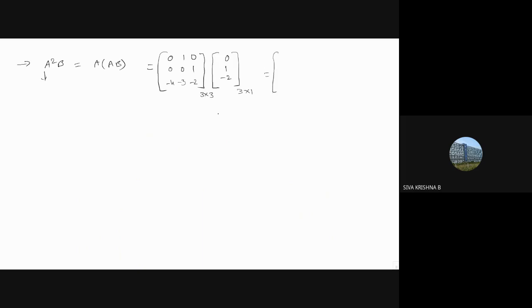So what will the resultant be? The resultant will become 3 by 1 only. The inner terms will get cancelled, and only the outside is present. The outside will give you the output matrix. So here also we will multiply this row and this column, the second row and this column, and the third row and this column.